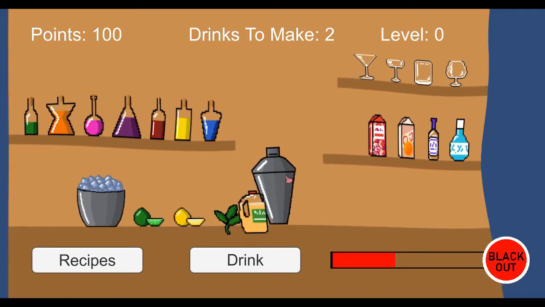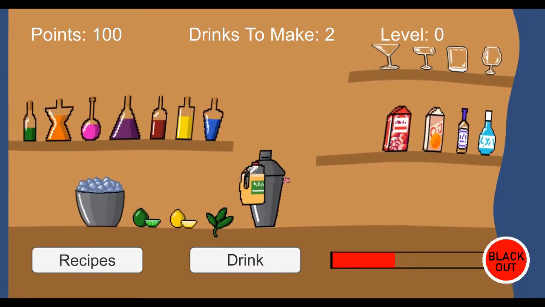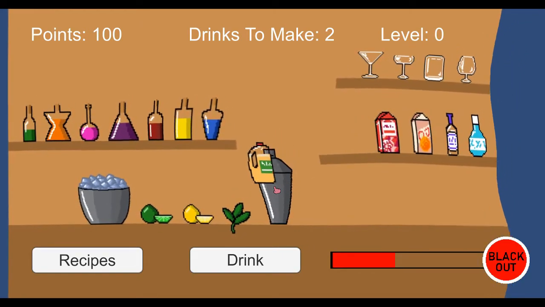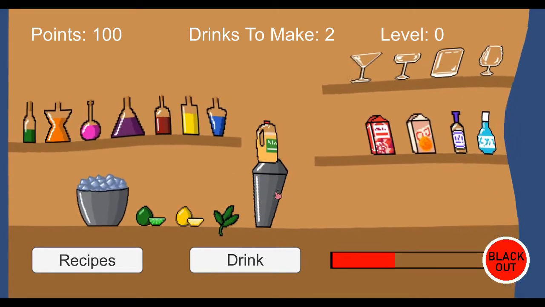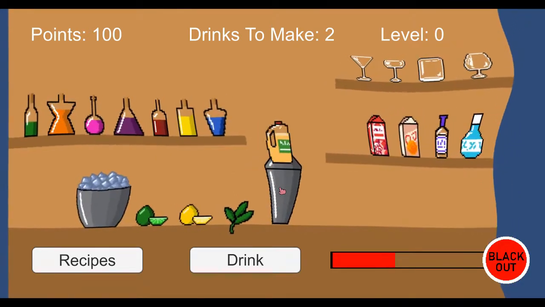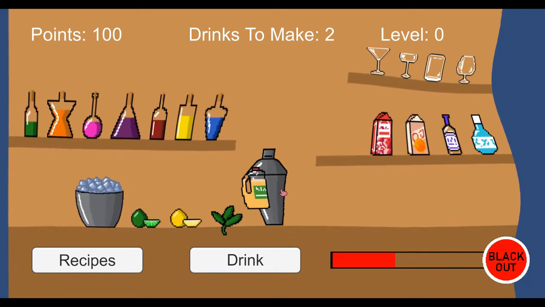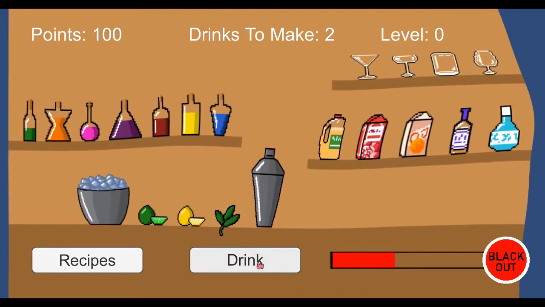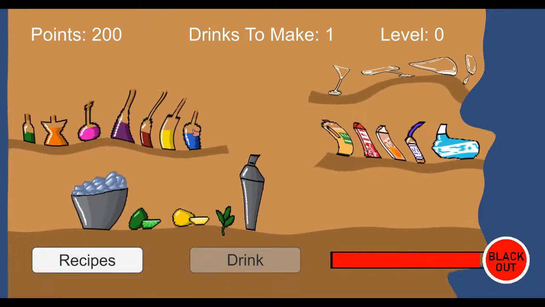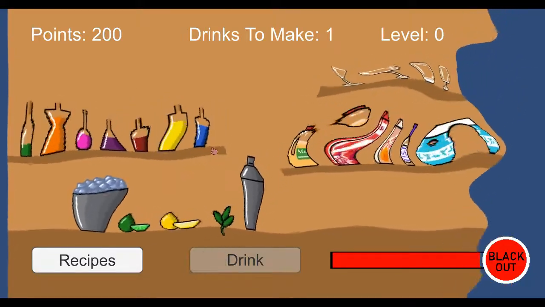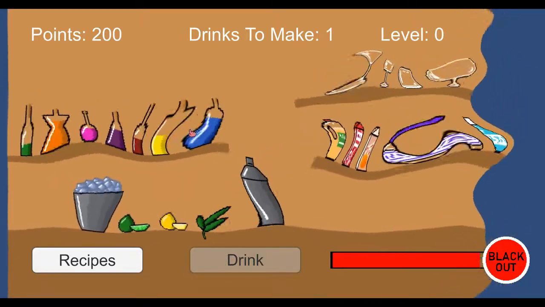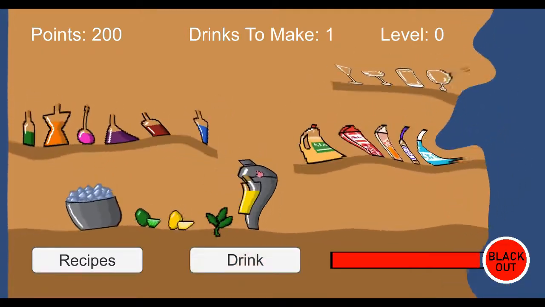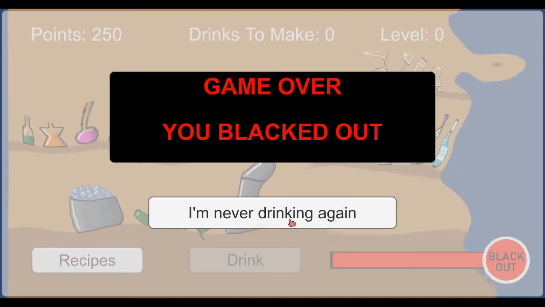I assume that you get more points for making more complicated drinks, or more alcoholic drinks. But there's no sort of direction as to how much of each I should have, so... Ooh. Oh no, that is... I think you might black out.